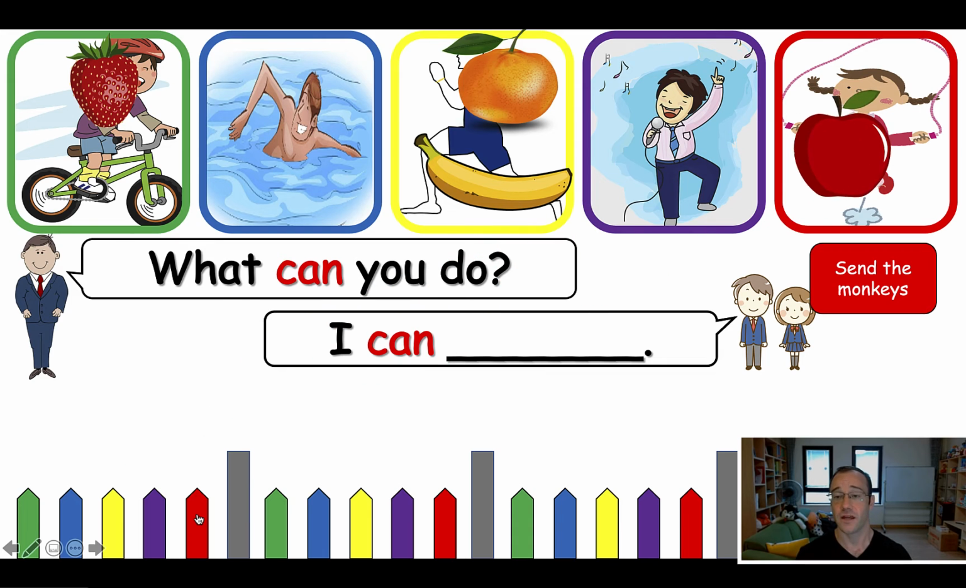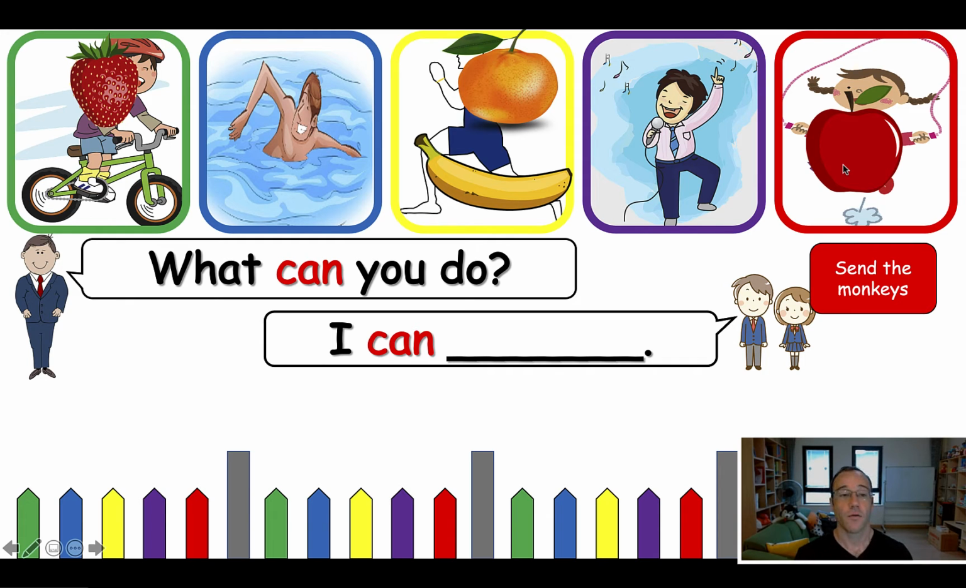Okay, and then the whole class will ask, what can you do? And we'll go back through with each student. So the representative from team 1 will then say, I can ride a bike. Team orange, I can run. Team banana, I can run. And team apple, I can skip rope.